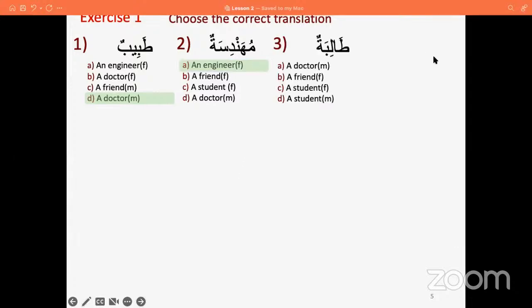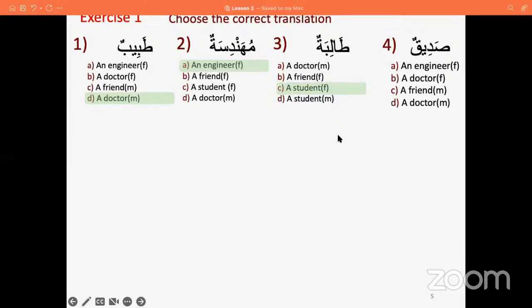How about the word talibatun? That would be unanimous over there on a female student. That is correct. I saw some answers with B and D. Okay, no. So C is the correct answer, a female student. How about the word sadiqun? So that is a male friend. That is correct. Very well done.